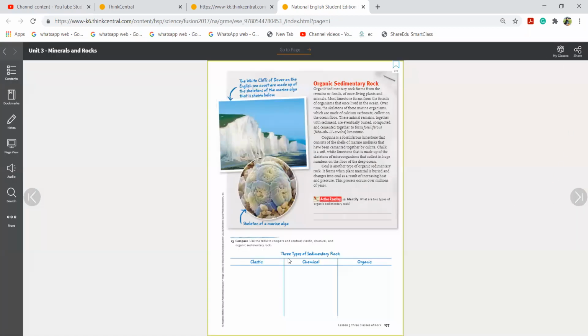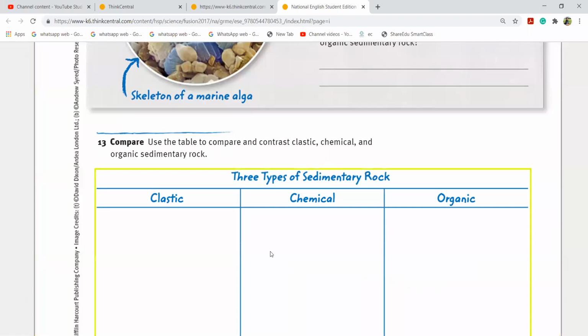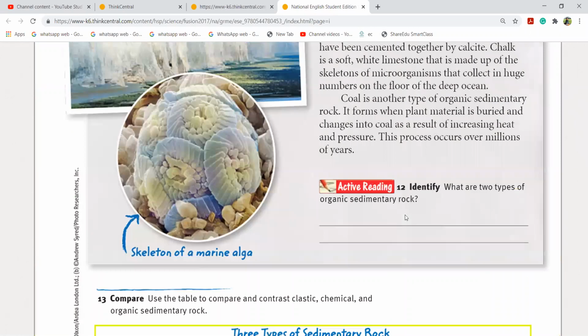So when I say clastic, you must know that they are fine, coarse, and you get everything. When I say chemical, you can give me any example. Our best example is sodium chloride. When I say organic, you can give me the example of Coquina.